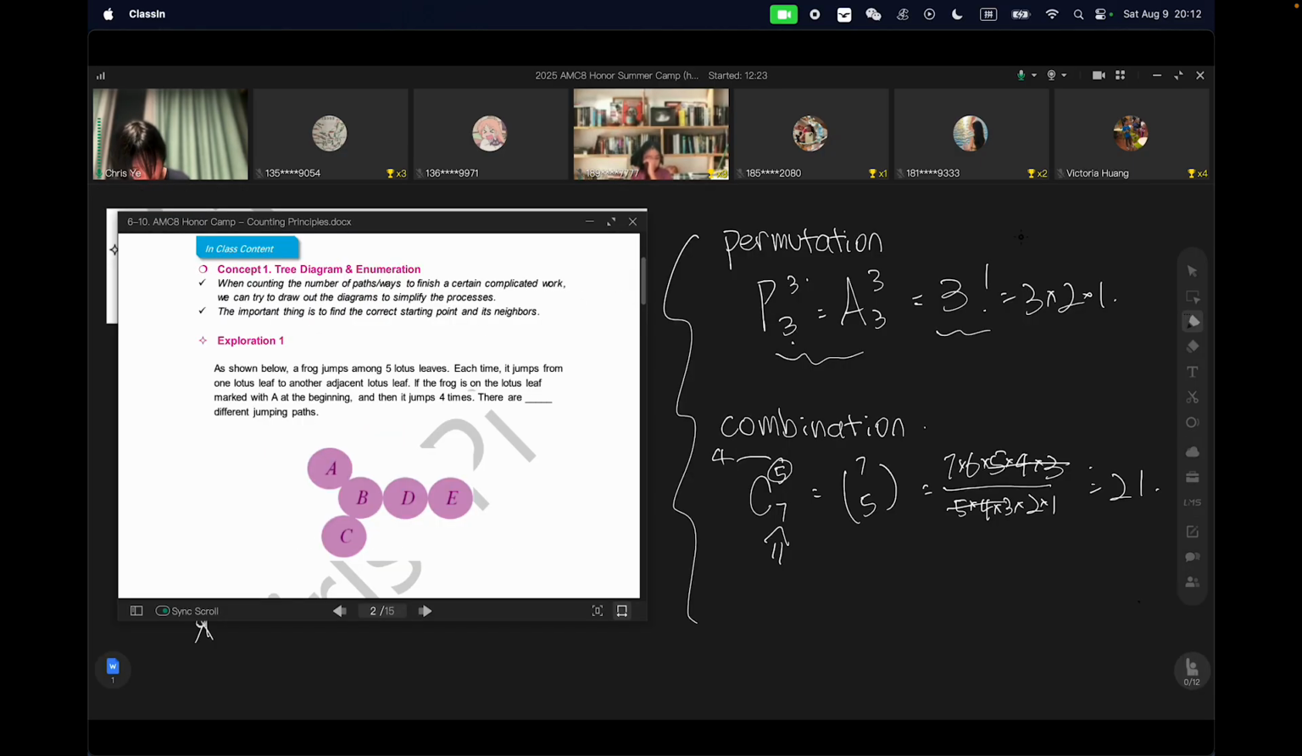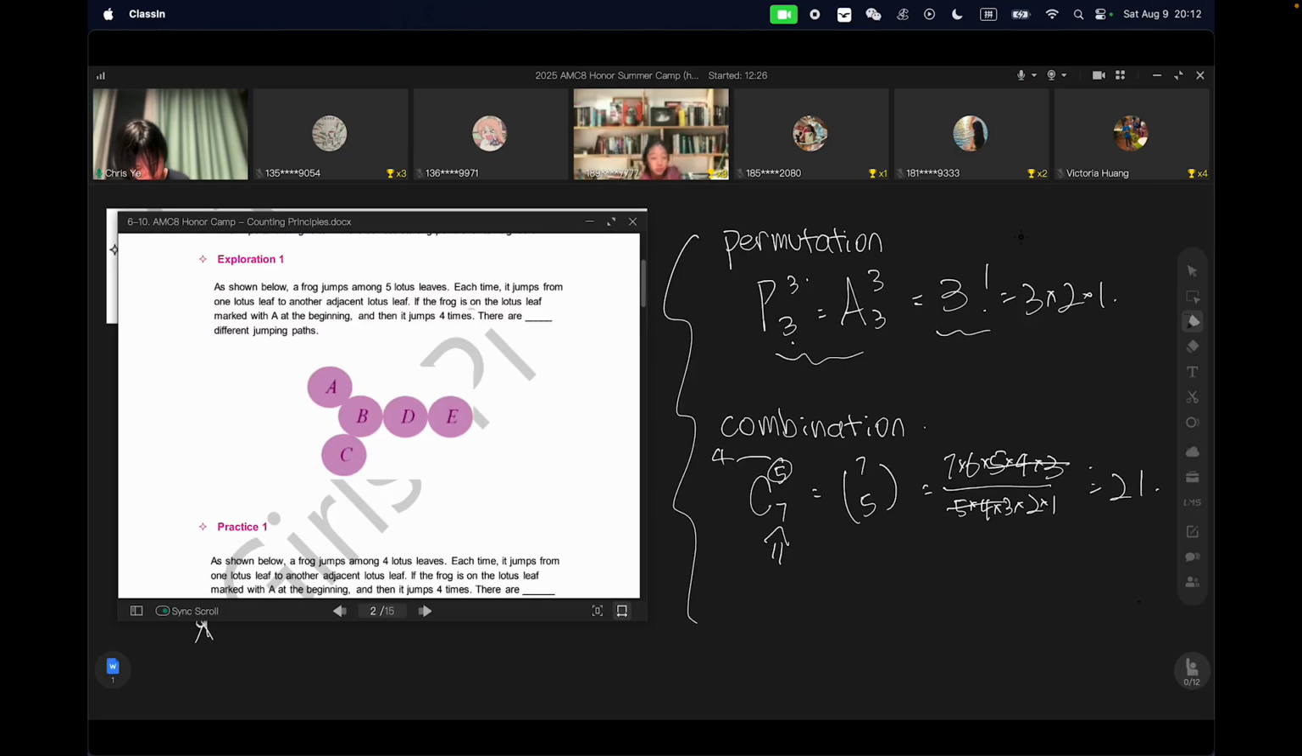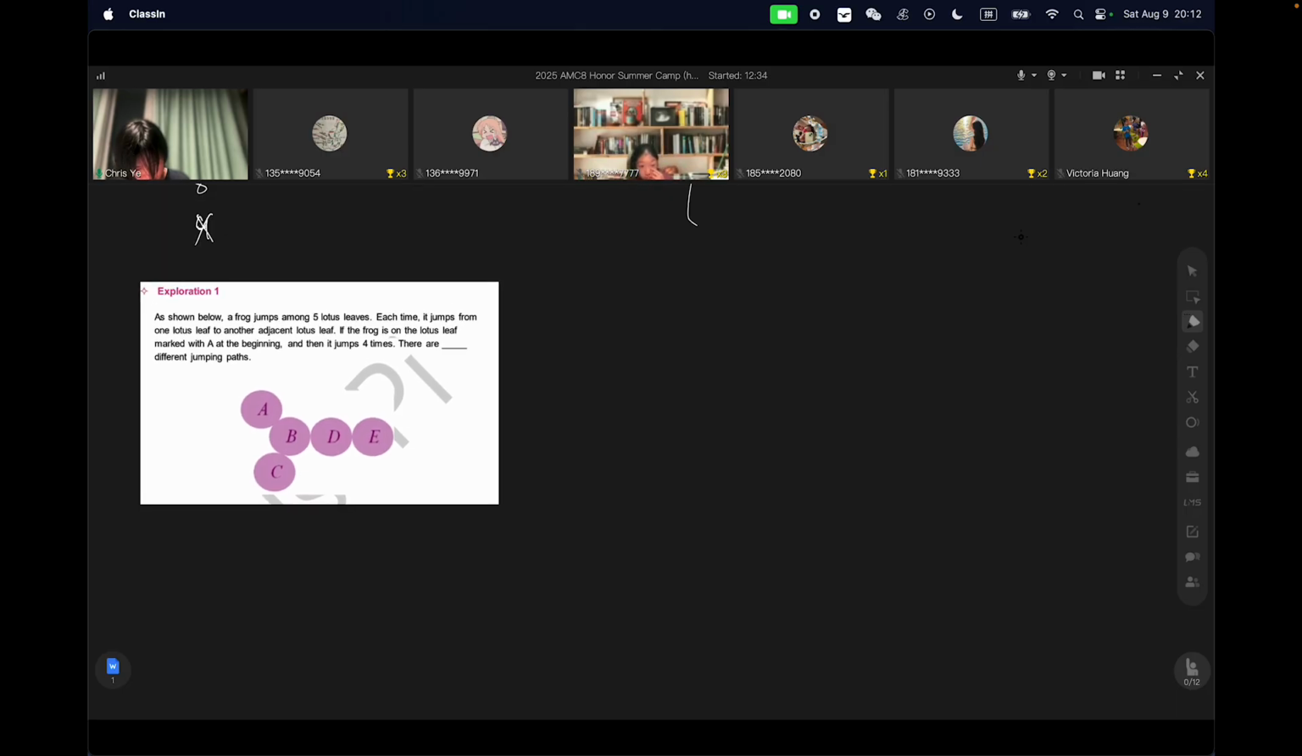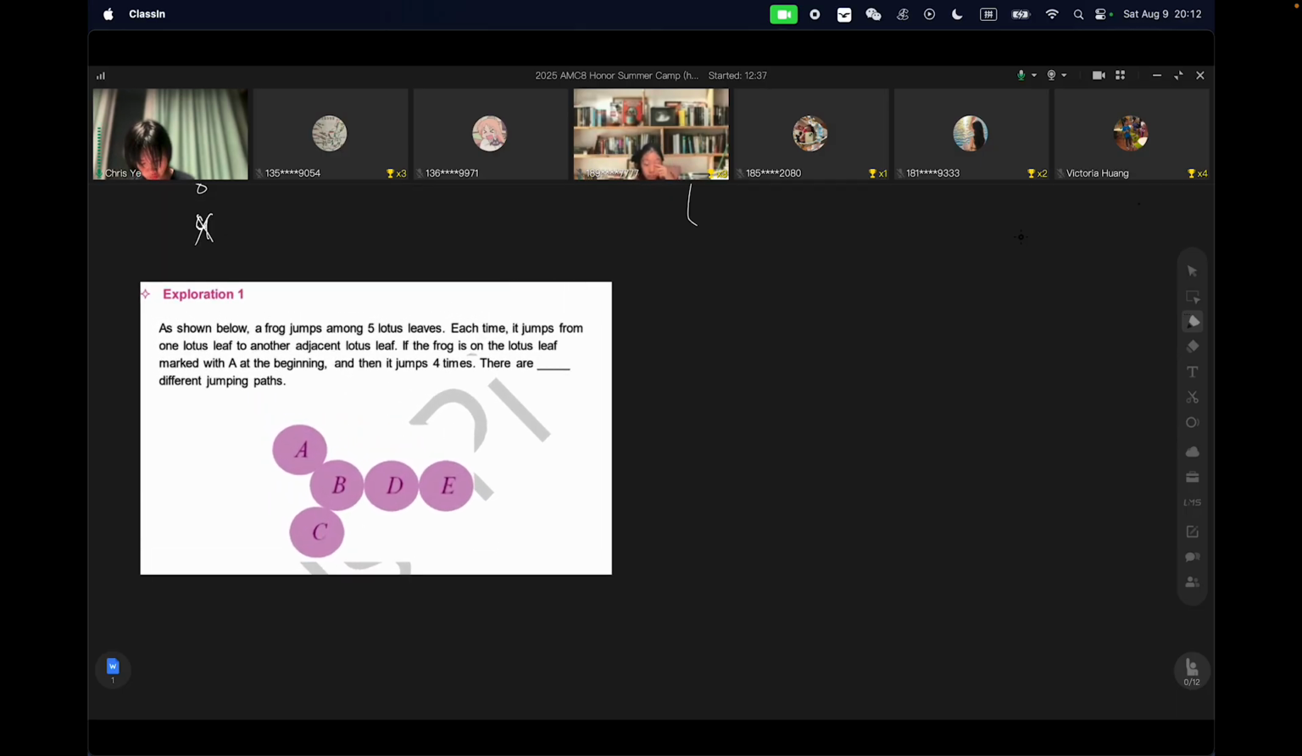It says that, as shown below, a frog jumps among 5 lotus leaves. Each time it jumps from one lotus leaf to an adjacent lotus leaf. If the frog is on the one marked with A at the beginning and it jumps 4 times, how many jumping paths are there? So it starts from A. We see that the only lotus leaf that the frog can jump to from A is B, so the next will have to be B.